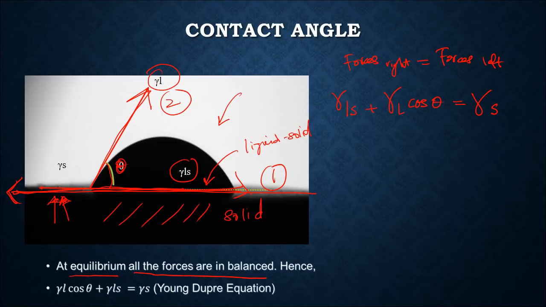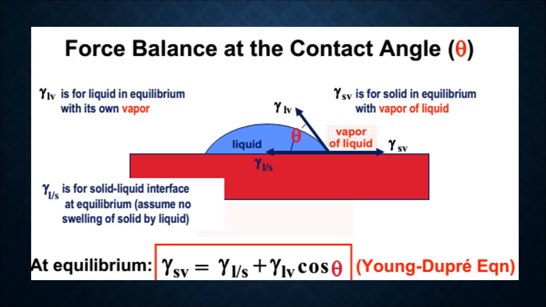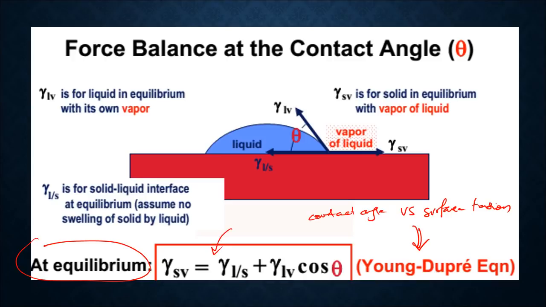So this equation is what you call the Young-Dupre equation. Once again, at equilibrium, the relationship between the contact angle and surface tension is represented by the Young-Dupre equation. You should know how to derive this equation.